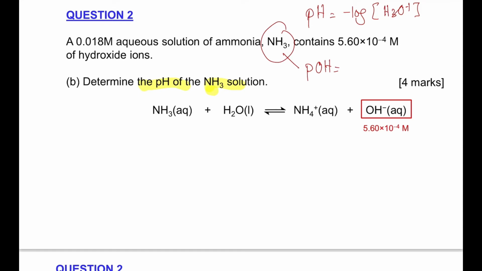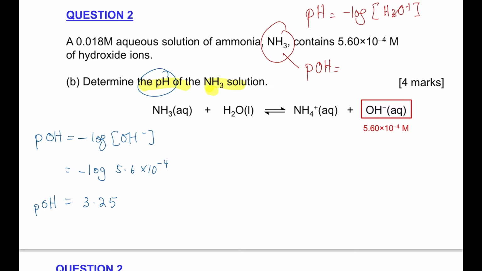So what we need to do is to calculate the pOH first. pOH is negative log concentration OH minus, and the concentration of OH minus is given, negative log 5.6 exponent negative 4. Therefore, it will be 3.25. Remember, this is the value of pOH, but the question need you to find the pH. Therefore, pH will be 14 minus the value of the pOH, 3.25. So it's equal to 10.75.